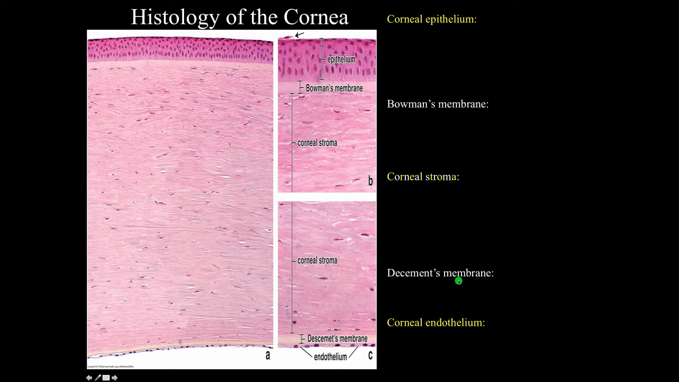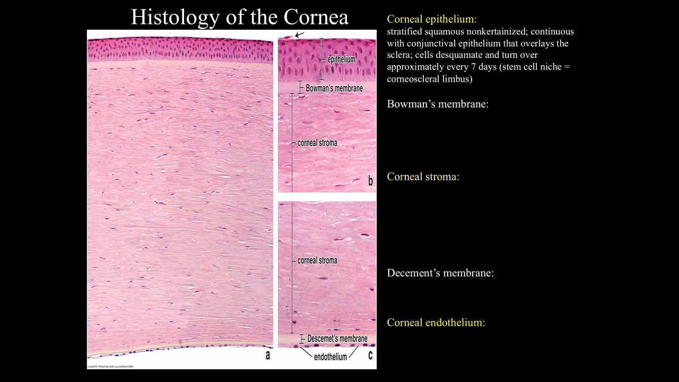So we'll talk about the corneal epithelium. That's a stratified, squamous, non-keratinized epithelium. The corneal epithelium is continuous with the conjunctival epithelium that overlies the sclera. The corneal epithelial cells desquamate, and they turn over approximately every 7 days. So there's a fairly rapid cell cycle time there, and these cells are derived from a stem cell niche, which is in the corneoscleral limbus, and we'll talk about that in a little bit.